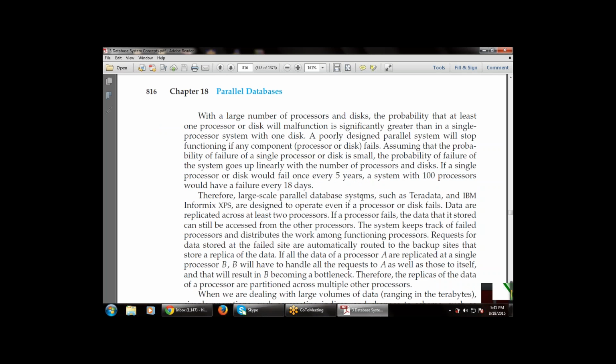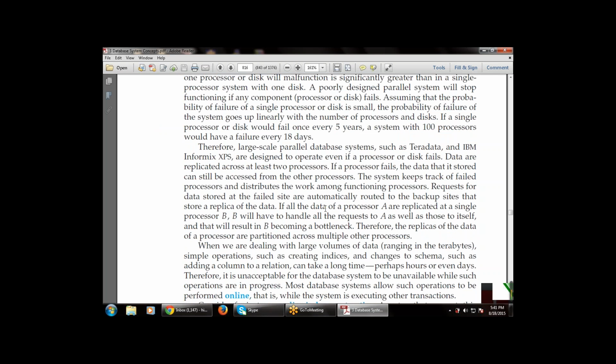Therefore, large-scale parallel systems such as Teradata and IBM Informix XPS are designed to operate even if a processor fails. These are the various parallel database systems that are used whenever a failure occurs.